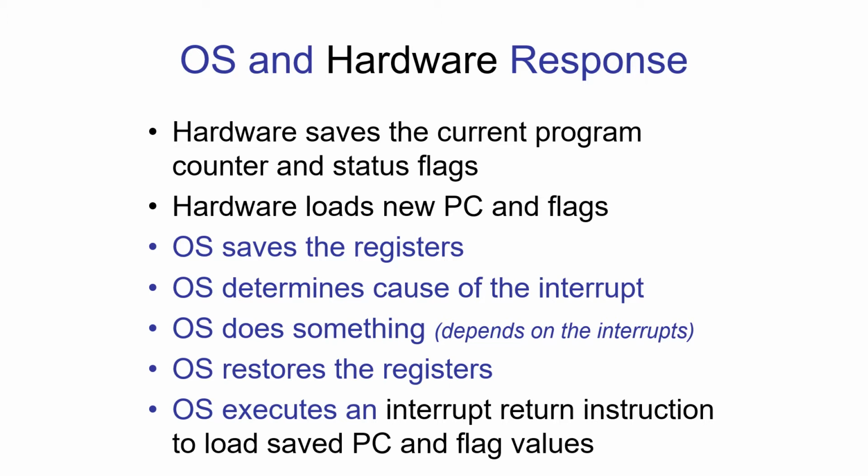First thing it will do is save the registers, and then, looking at the hardware status, try to determine what was the cause of the interrupt. After determining what needs to be done, it will do what has to be done. When it's completed, it will restore the registers that it had saved earlier, and then execute an interrupt return instruction, which reloads the saved program counter and status flags.